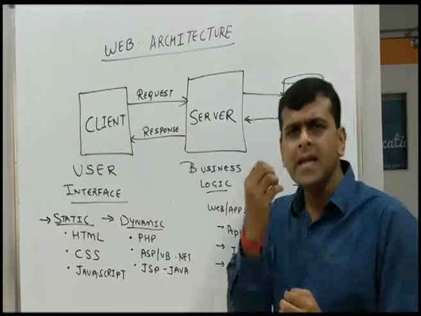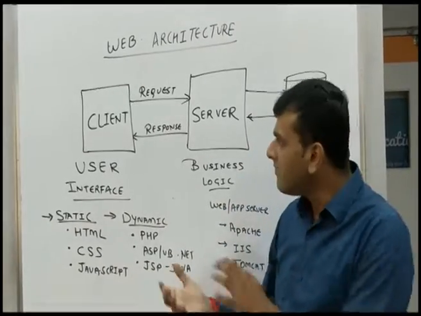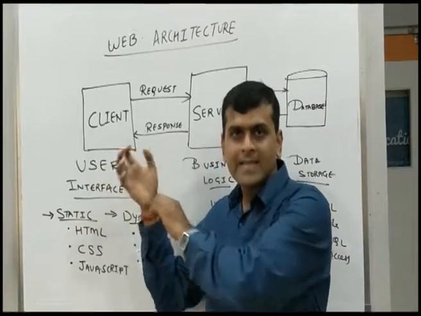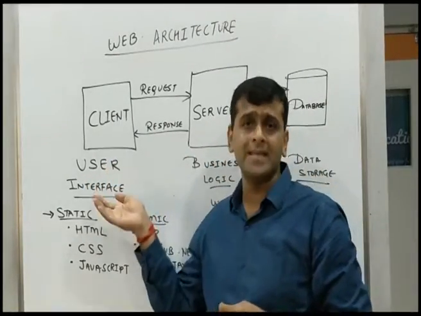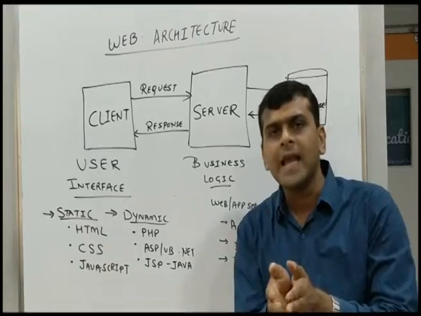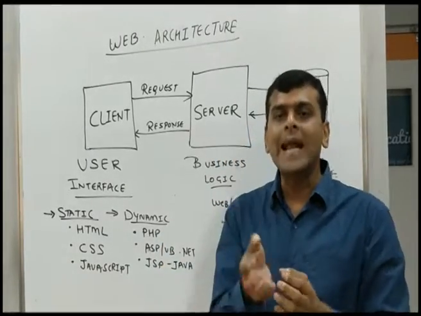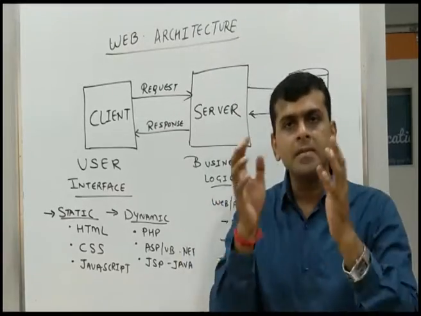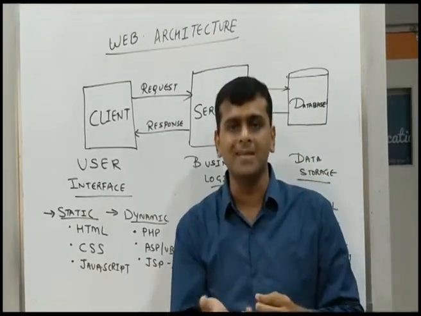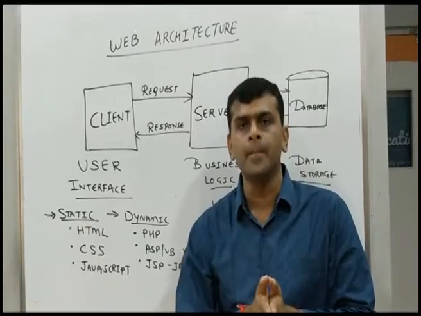Now let us consider each component one at a time. When we are talking about a client, as we mentioned, it is a user interface, and your website can be of two types: a static website and a dynamic website. A static website is a typical website in which you just give information. There is no user interaction involved.